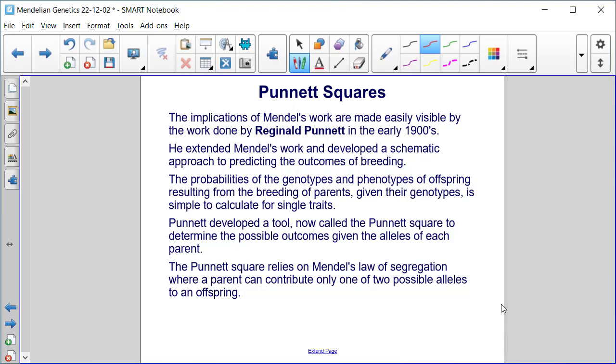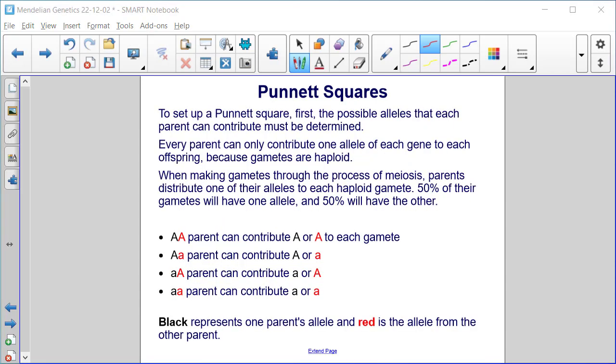The Punnett Square relies on Mendel's law of segregation, where a parent can contribute only one of two possible alleles to an offspring. To set up a Punnett Square, first, the possible alleles that each parent can contribute must be determined. Every parent can only contribute one allele of each gene to each offspring because gametes are haploid. When making gametes through the process of meiosis, parents distribute one of their alleles to each haploid gamete. 50% of their gametes will have one allele and 50% will have the other.